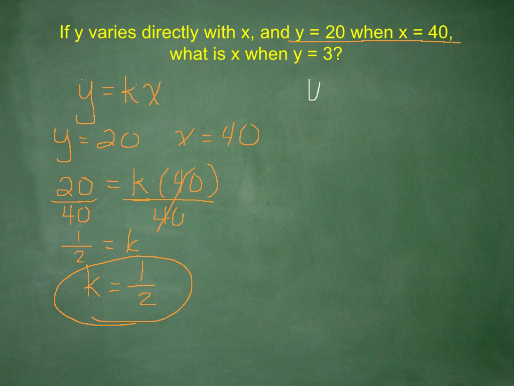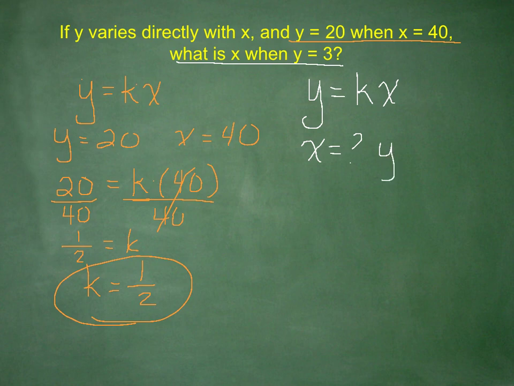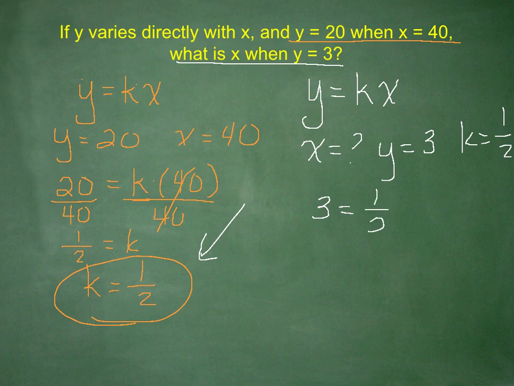Now take the second part of the problem. Again, we're going to use y equals kx, but now it says, what is x when y equals 3? Well, I don't know what x is, but I know that y equals 3, and I also know from the previous part of the problem that k equals 1/2. So I'm plugging into our equation. y is 3 equals k is 1/2 times x. Well, I still don't know what x is. Okay, so 3 equals half of something.